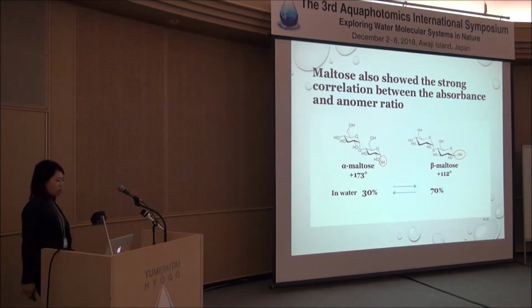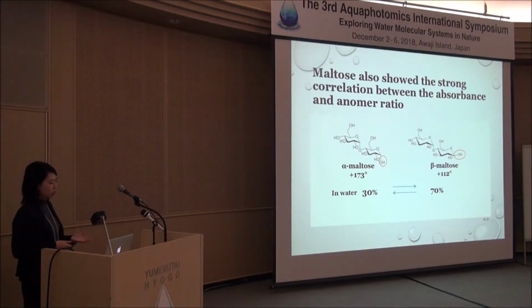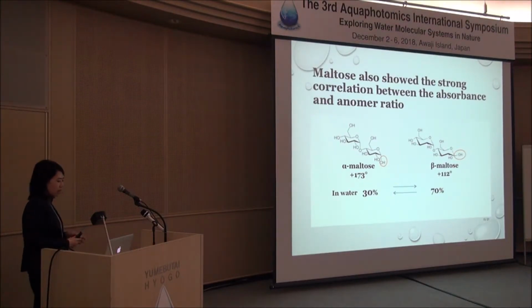Next, we measured the maltose solution to examine whether this prediction method using absorbance at 1742 nanometer can adapt to the disaccharide. Maltose consists of 2 glucoses, and it also has 2 anomers.